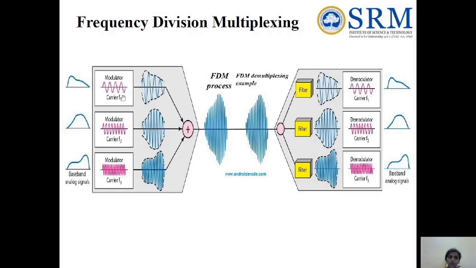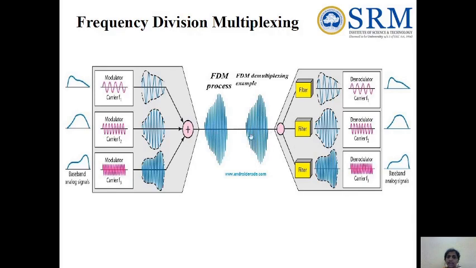And the medium is now subdivided into different frequency bands with carrier frequencies F1, F2 and F3. The first user makes use of this carrier frequency for modulating the original signal, and this is the modulated signal. In the same way we have the modulated signals for the second and third, and all these three signals are combined together with the help of a multiplexer into a single composite signal which is passed through a common medium.